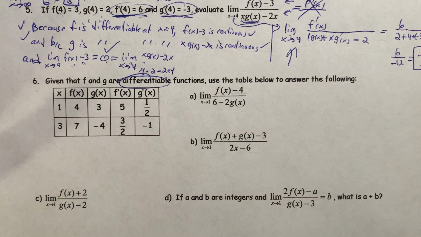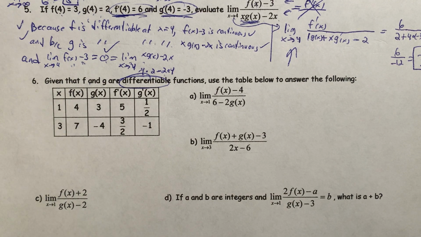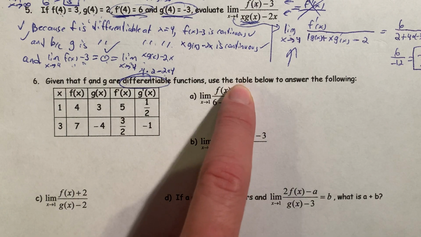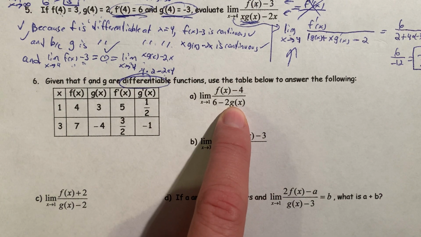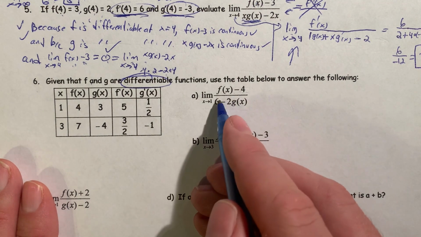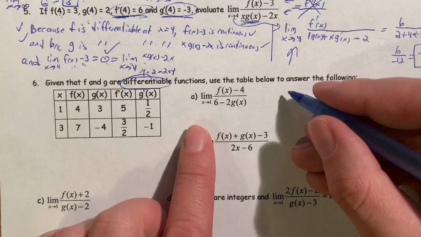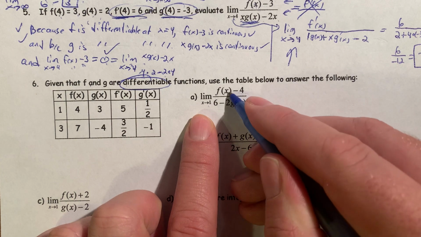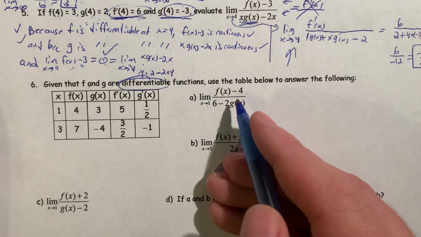But if you are on the free response portion of the AP exam, you would need to write that f of x minus 4 is continuous, 6 minus 2 g of x is continuous, and, let's actually do direct substitution here. The limit as x goes to 1. Go ahead and do this on your own. I don't know what it'll come out to be yet.